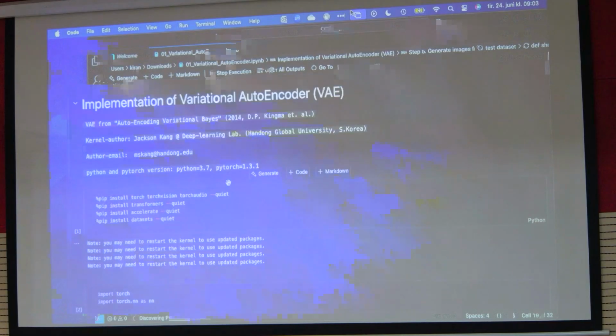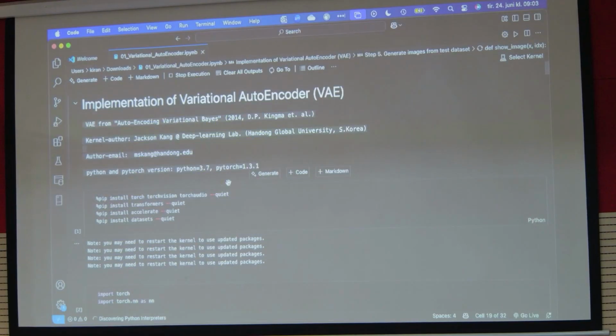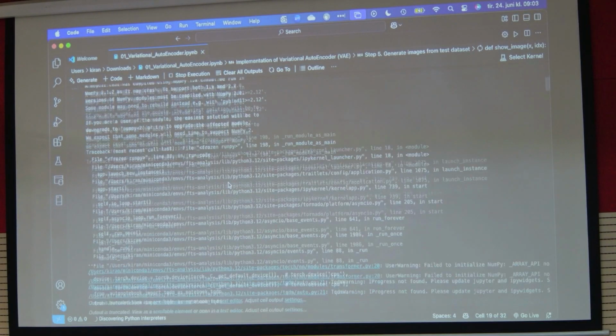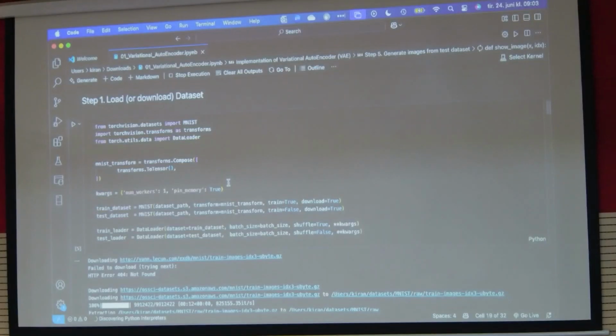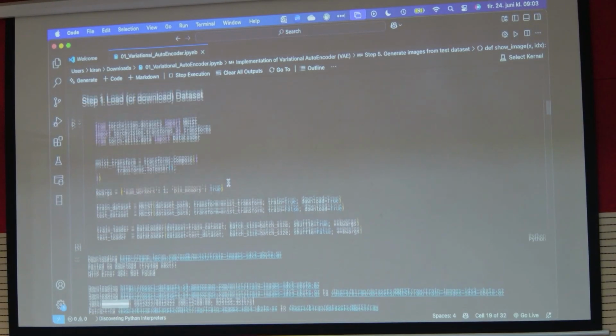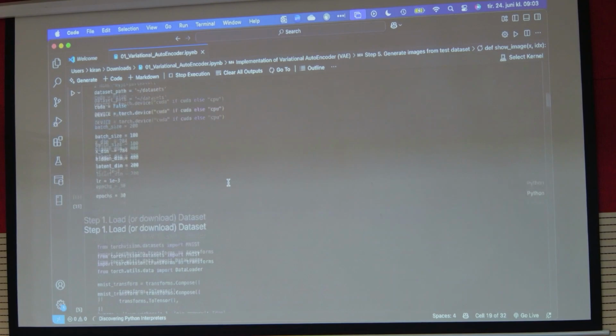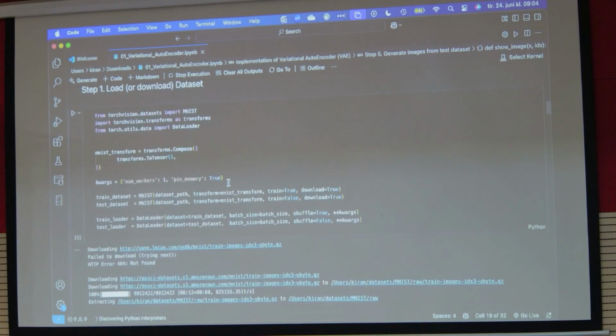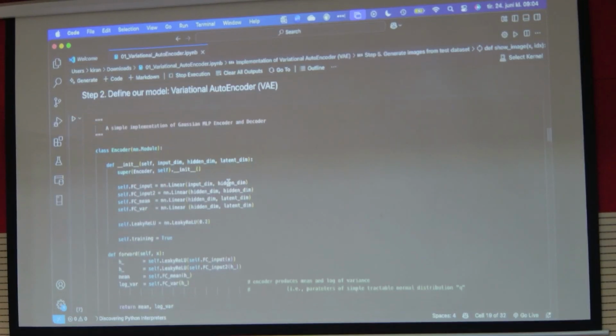So here is the code, and then there are some kind of installations here. But if you look at the central part, it's quite simple. Let's start with the dataset loading here.